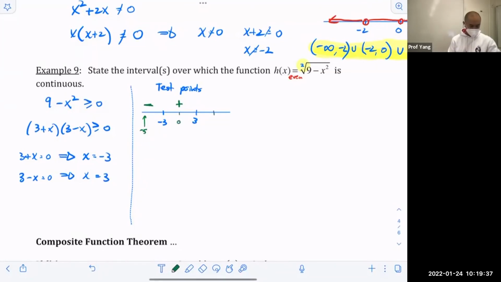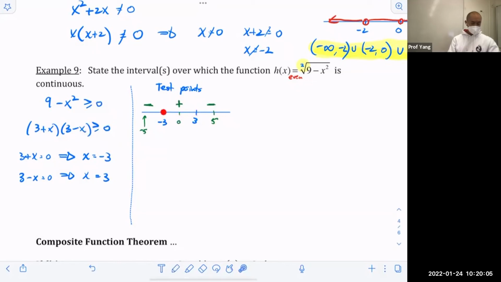And then the last thing you can do is plug a 5 in there. It's still going to be negative, right? It's going to be 9 minus 25. It's a negative number, so it's negative. So using this test point method, if I want to keep all the points where it's greater than or equal to 0, I hope you could see that it's going to be this middle interval right here.